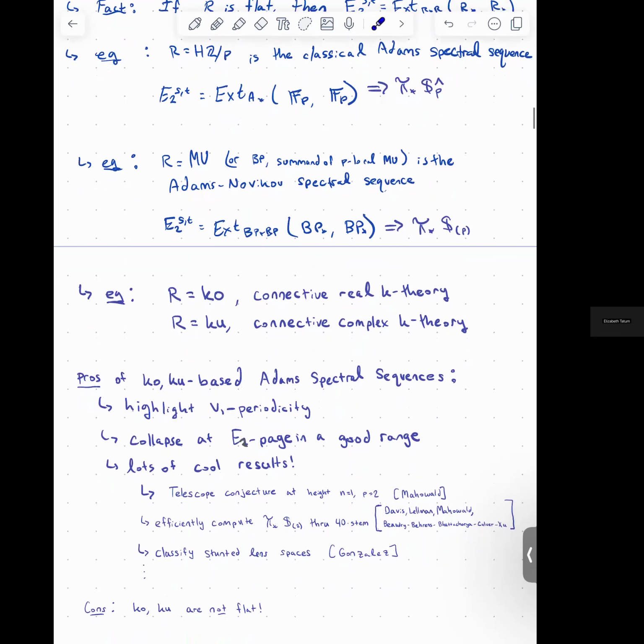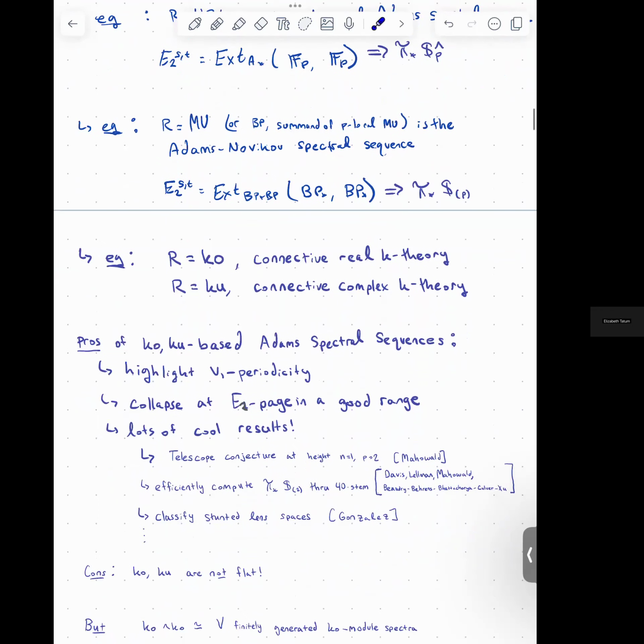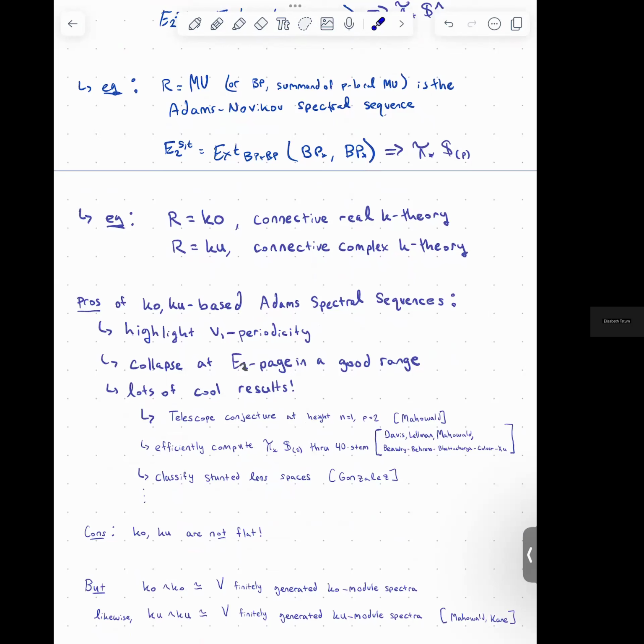Okay, so these have all these nice applications, but what's tough about them is that the spectra KO and KU are not flat. So just to get started with these, you don't have the algebraic description of the E2 page. But we sort of have the next best thing.